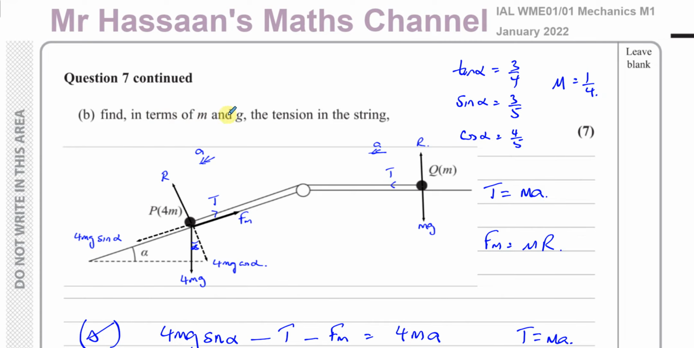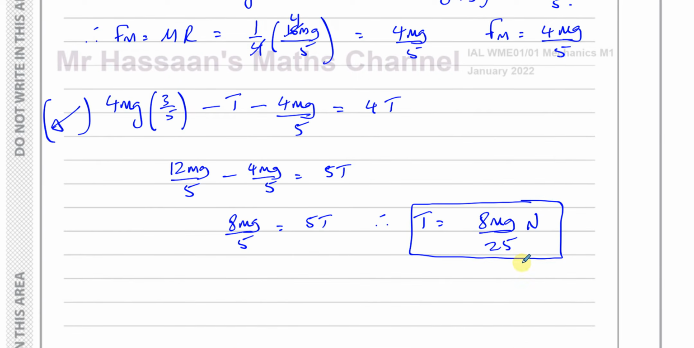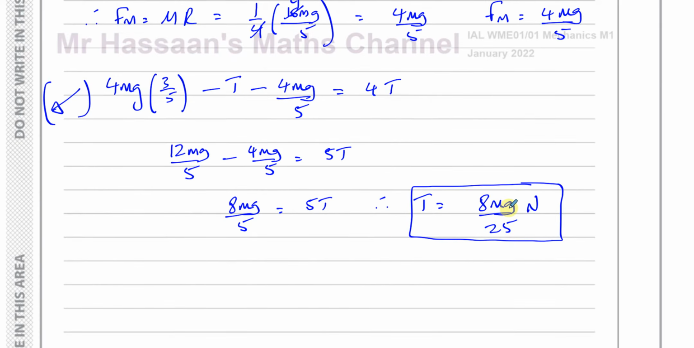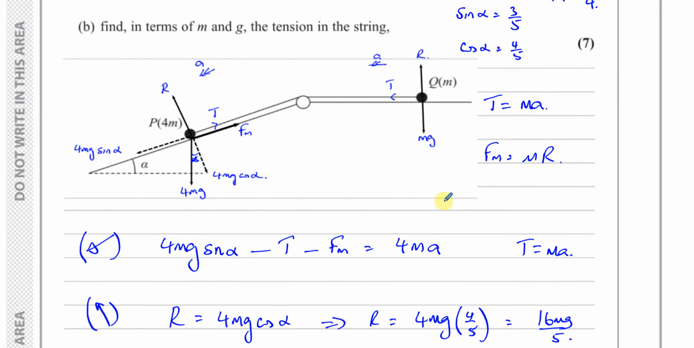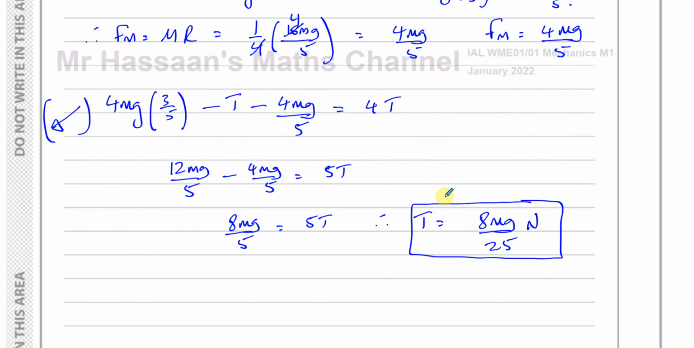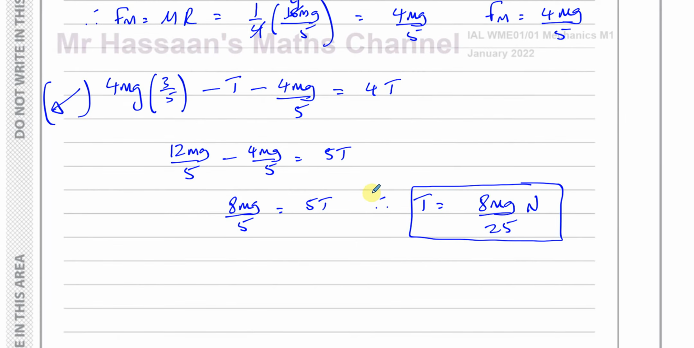That's fine in terms of m and g, the tension of the string. You want to leave it in this form in terms of m and g. So there's the answer to part B of this question: T equals 8 mg over 25. Now we're going to go on to part C.